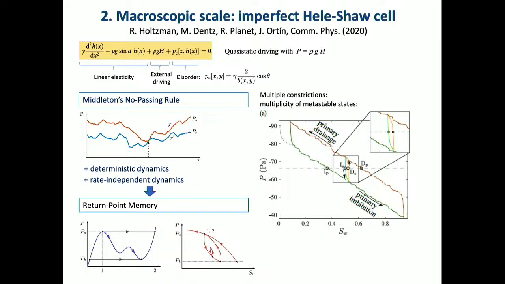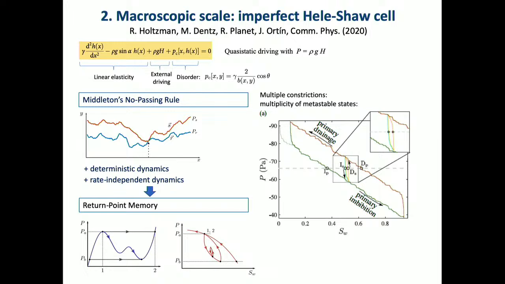Okay. Then you need deterministic dynamics, but we do have deterministic dynamics. There is nothing random here. Okay. The quenched disorder is still, it's random, but it's still time independent. So we have deterministic dynamics. Okay. And then we need rate independent dynamics, and the way we drive it quasi-statically ensures that there is no rate dependence at all in this problem. Okay. Well, these three properties together lead to return point memory.